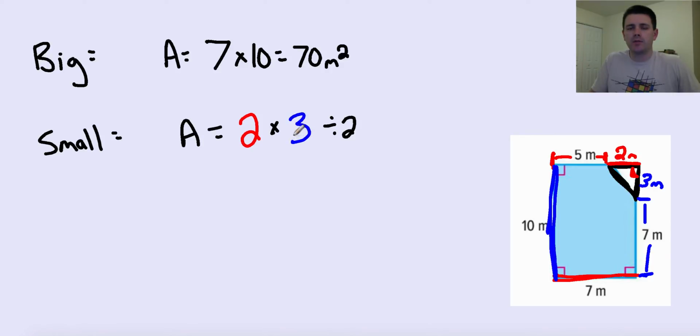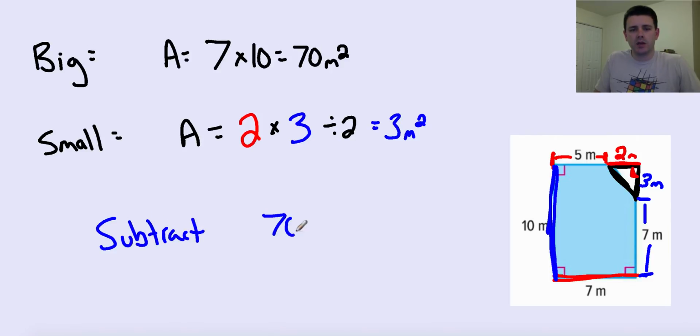So that's my height. 2 times 3 is 6, divided by 2 is 3 meters squared. Last step, subtract away the piece that is missing. 70 minus 3 is 67 meters squared.